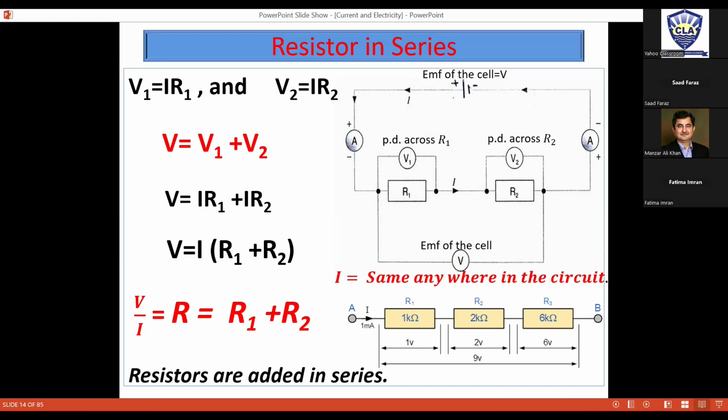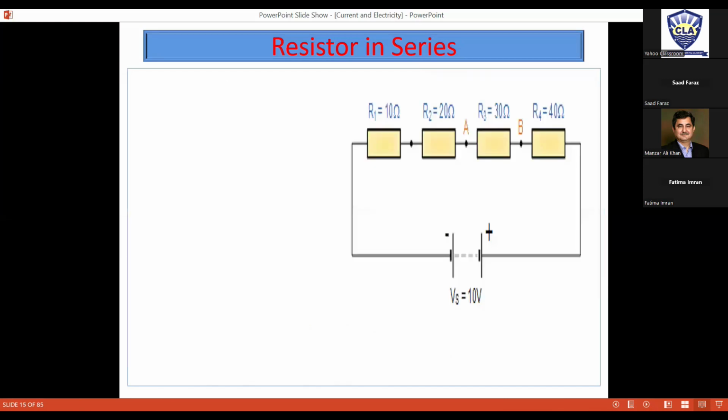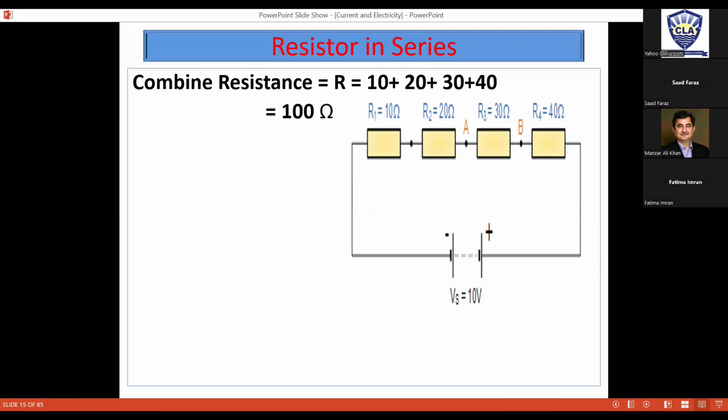Then we have a simple question. I'll just solve the question here. We have 4 resistors, 10, 20, 30 and 40 ohms, and the EMF of the cell is 10 volts. What will be the total resistance? Simply add them. What will be the current? EMF divided by the total resistance.